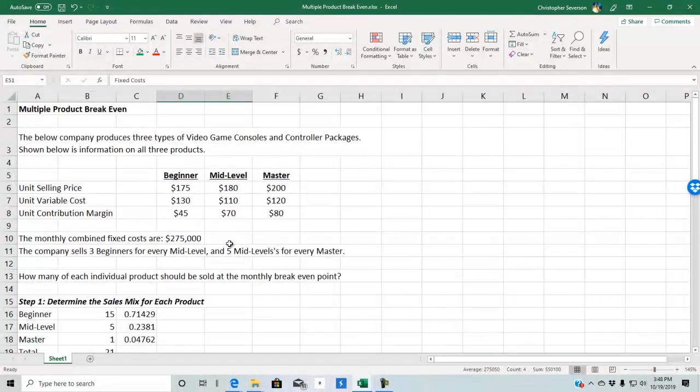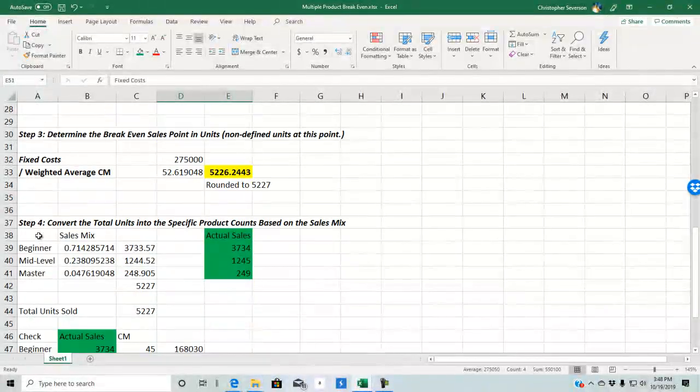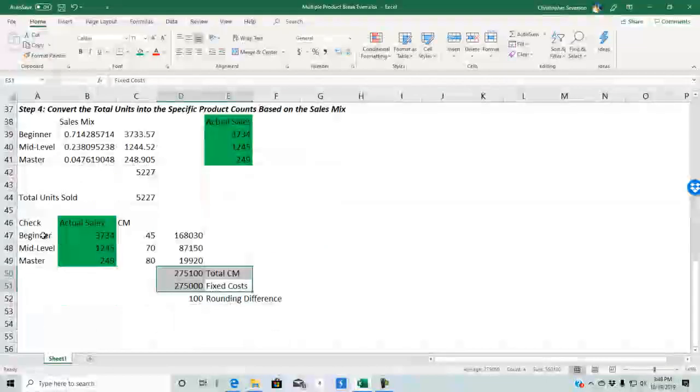So hopefully this exercise has helped to clarify how to handle these multi-product break-even point calculations. Now again, the problem may be given to you in different formats, but these are the pieces you need. If you follow these steps, some of which may have already been done for you in the problem, you're going to make a break-even point calculation work for you.